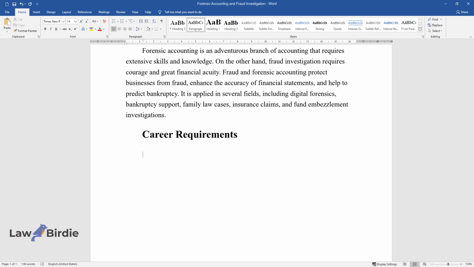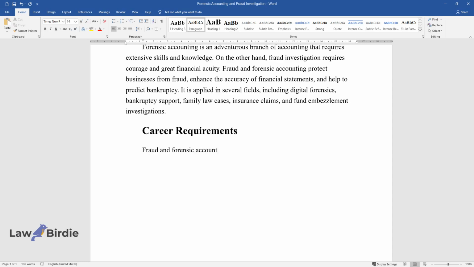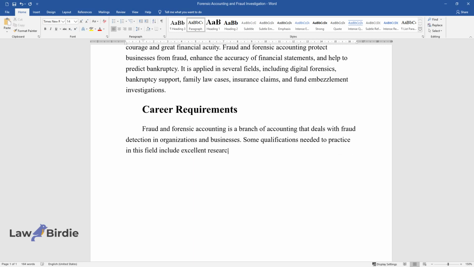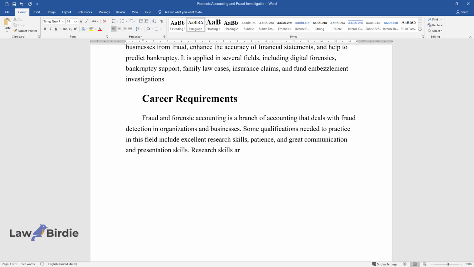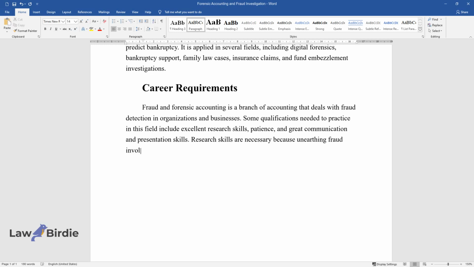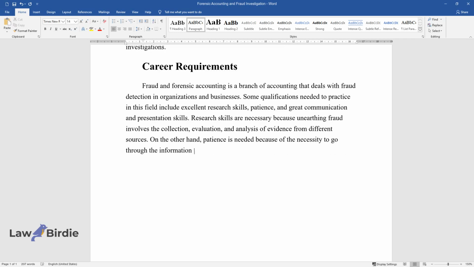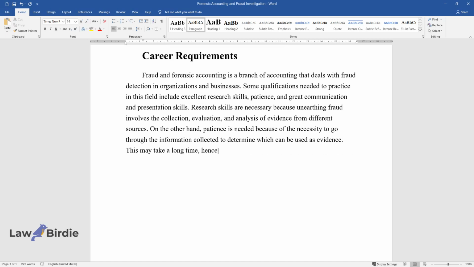Career requirements. Fraud and forensic accounting is a branch of accounting that deals with fraud detection in organizations and businesses. Some qualifications needed to practice in this field include excellent research skills, patience, and great communication and presentation skills. Research skills are necessary because unearthing fraud involves the collection, evaluation, and analysis of evidence from different sources. On the other hand, patience is needed because of the necessity to go through the information collected to determine which can be used as evidence. This may take a long time, hence the need for patience.